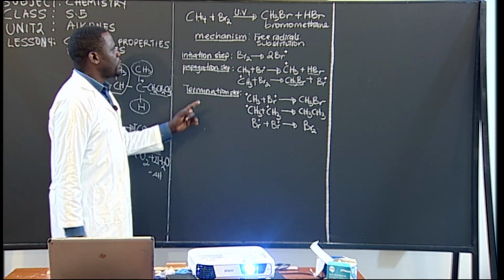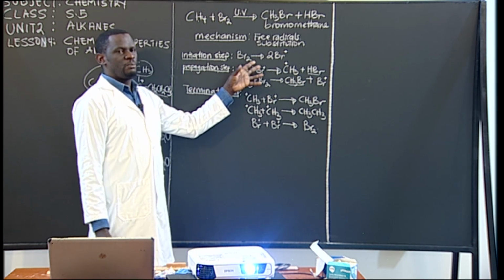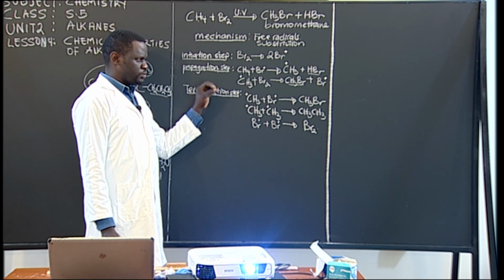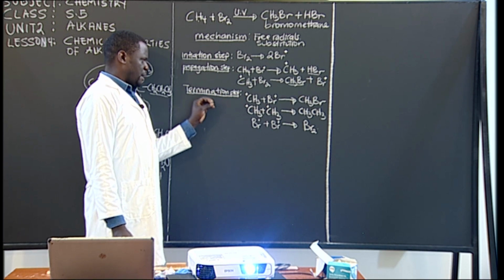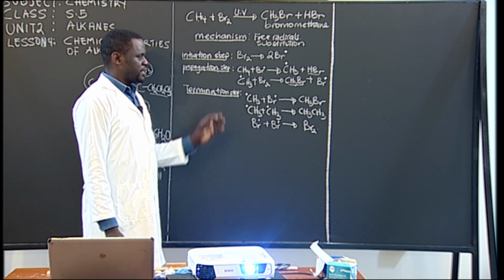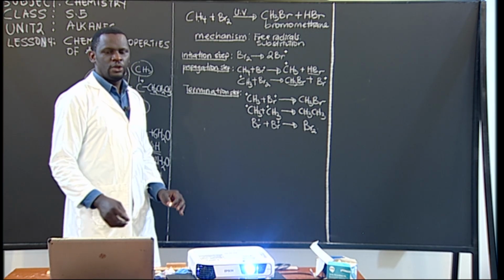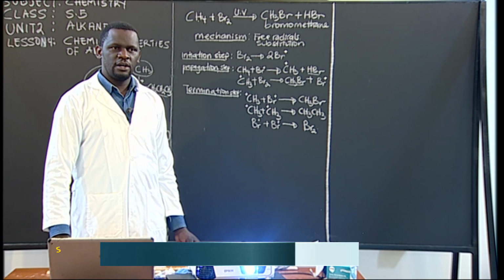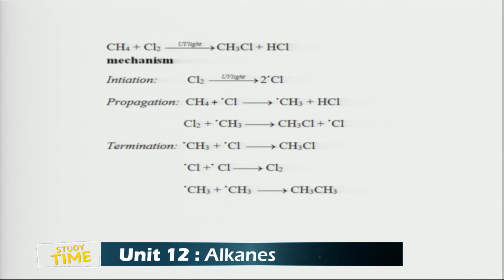So as you see, we have the initiation step, formation of radicals, the propagation step where the radical combines with the molecule, any molecule we find. Then the termination step, which is a combination of what? Radicals. So these are the 3 stages we are talking about. So let's look at our screen and see what we have again.